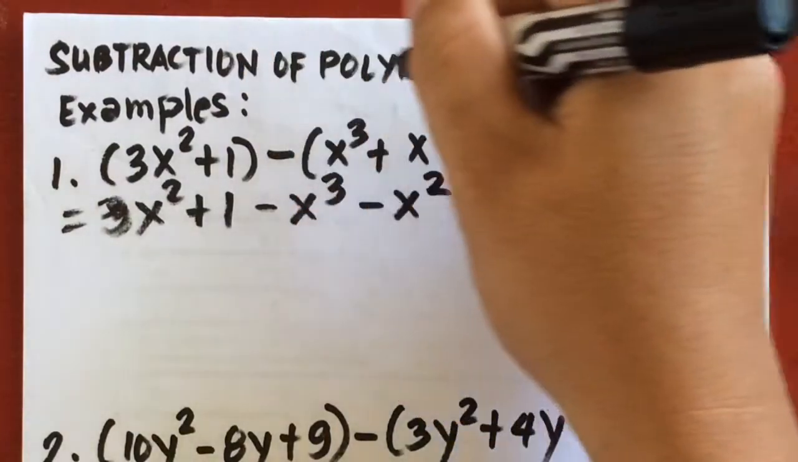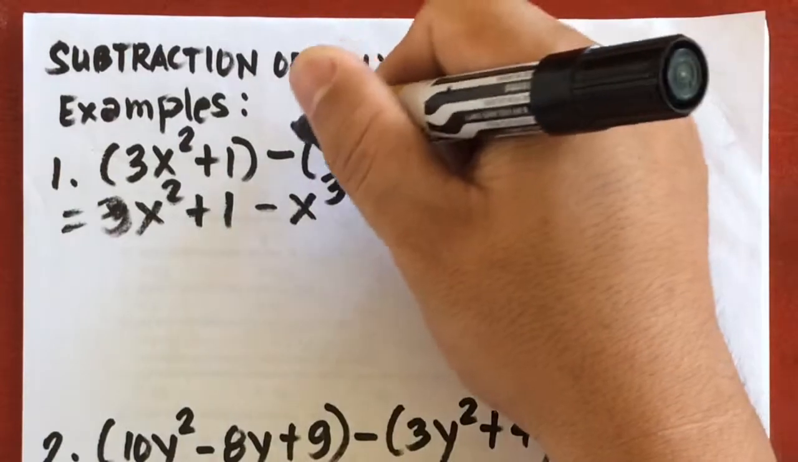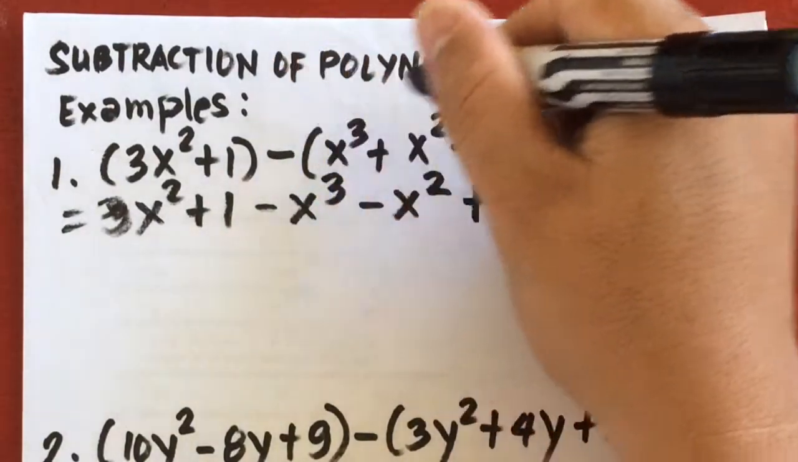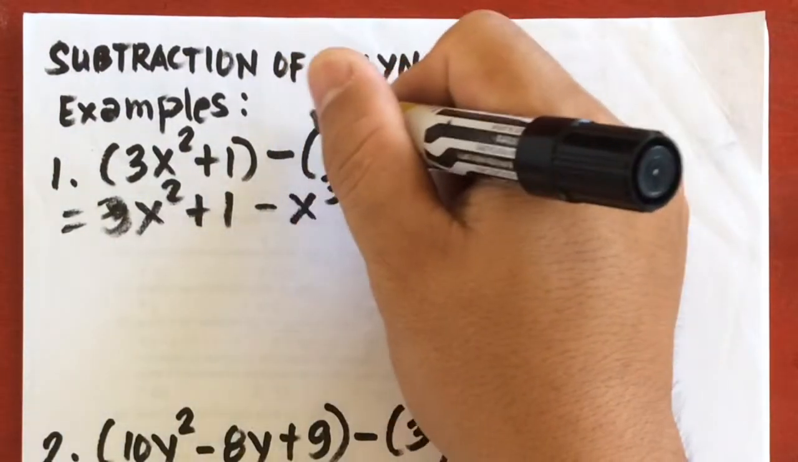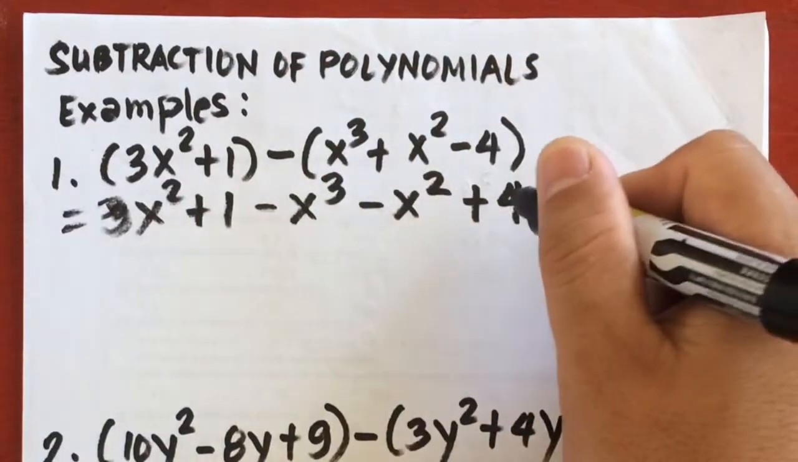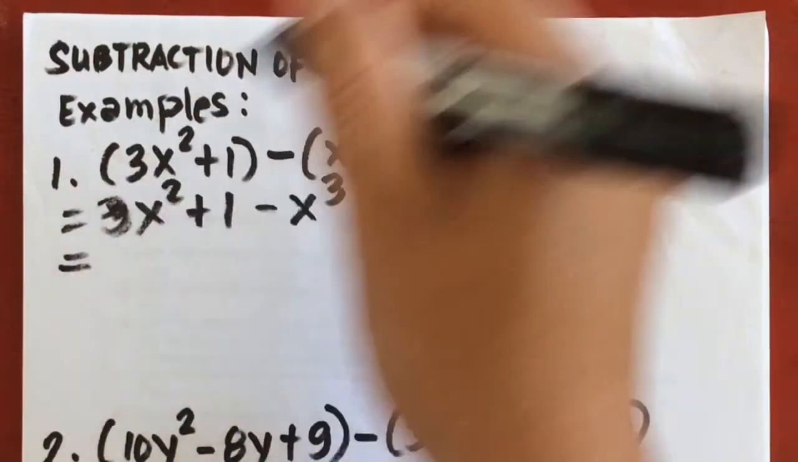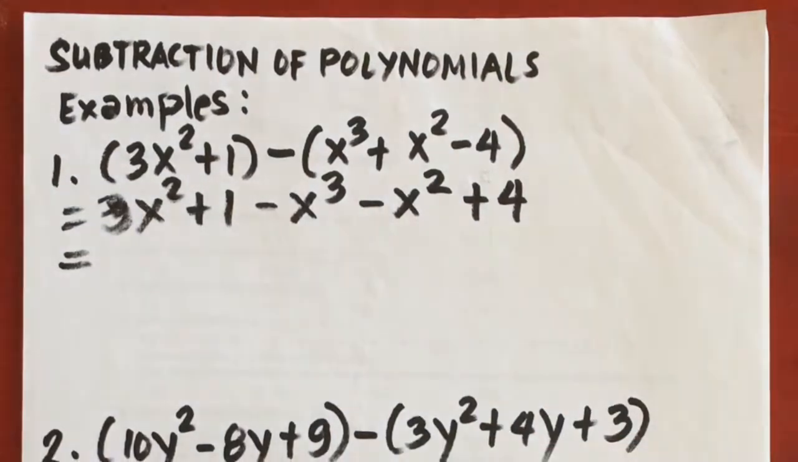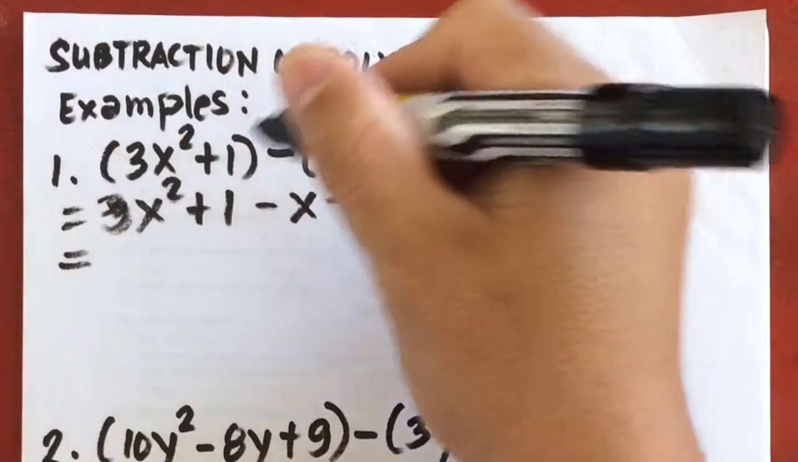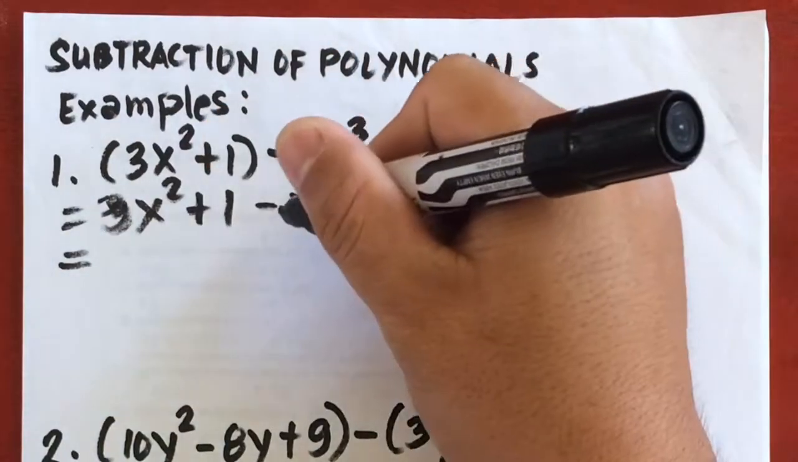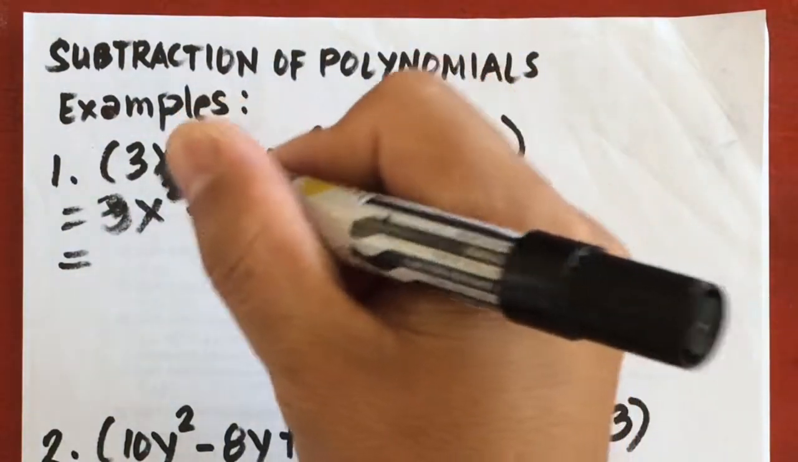Or others will say that in this process we're going to distribute the sign. So the negative sign will be distributed to each of the terms of the subtrahend. So this will become negative x cubed, the negative times x squared is negative x squared, negative times negative 4 is positive 4. Then after having that one, we're going to proceed to addition. So in addition, we're going to combine similar terms. So we're going to combine here 3x squared and negative x squared, then 1 and 4, and we have here negative x cubed.